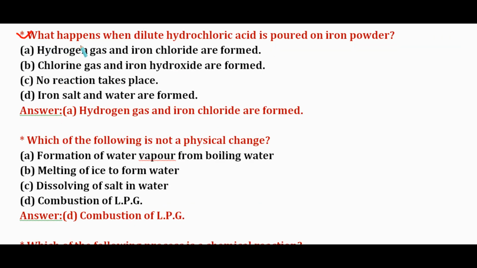Next question, what happens when dilute hydrochloric acid is poured on iron powder? The options are hydrogen gas and iron chloride are formed, chlorine gas and iron hydroxide are formed, no reaction takes place, iron salt and water are formed. The correct option is hydrogen gas and iron chloride are formed.